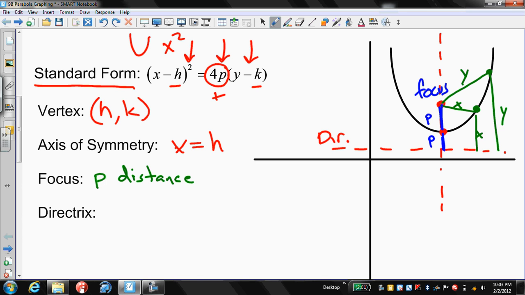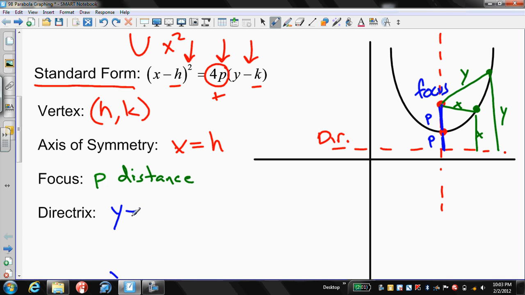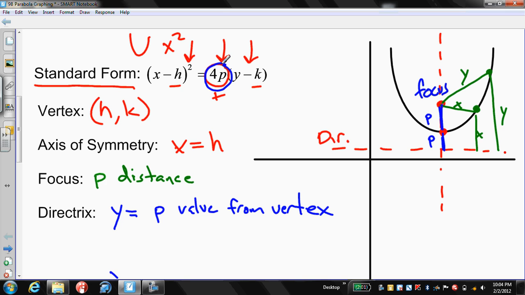Okay, so the directrix here, notice, is going to be y is equal to, again, I'm going to use the p-value from the vertex. Okay. And again, these are just kind of general. We'll see better examples when we actually see some numbers in here. But what we want to focus on is that P is this distance, and that P, notice, is derived in the equation right there.